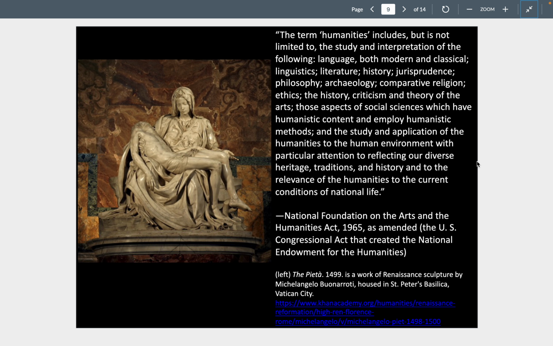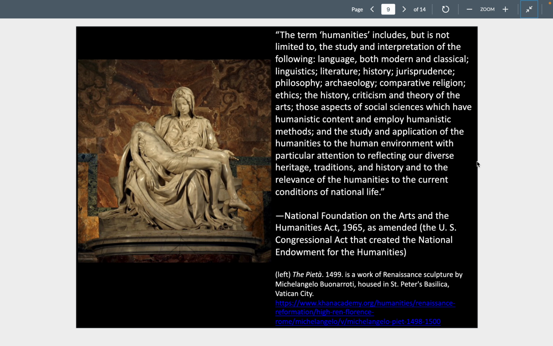So this again is defining what the humanities are. And you are looking at the Pieta by Michelangelo. This is a marble sculpture from 1499 showing a very youthful Virgin Mary with her dead son. In fact, much younger than you would think a woman with a full-grown son would be. And we are feeling her generosity and acceptance that her son had to die for the rest of the world to survive, I guess. So this was written, that I'm about to read, from the National Foundations on the Art and the Humanities Act in 1965, and amended the U.S. Congressional Act that created the National Endowment for the Humanities. So this is how Congress writes about why the humanities should be funded by tax money.